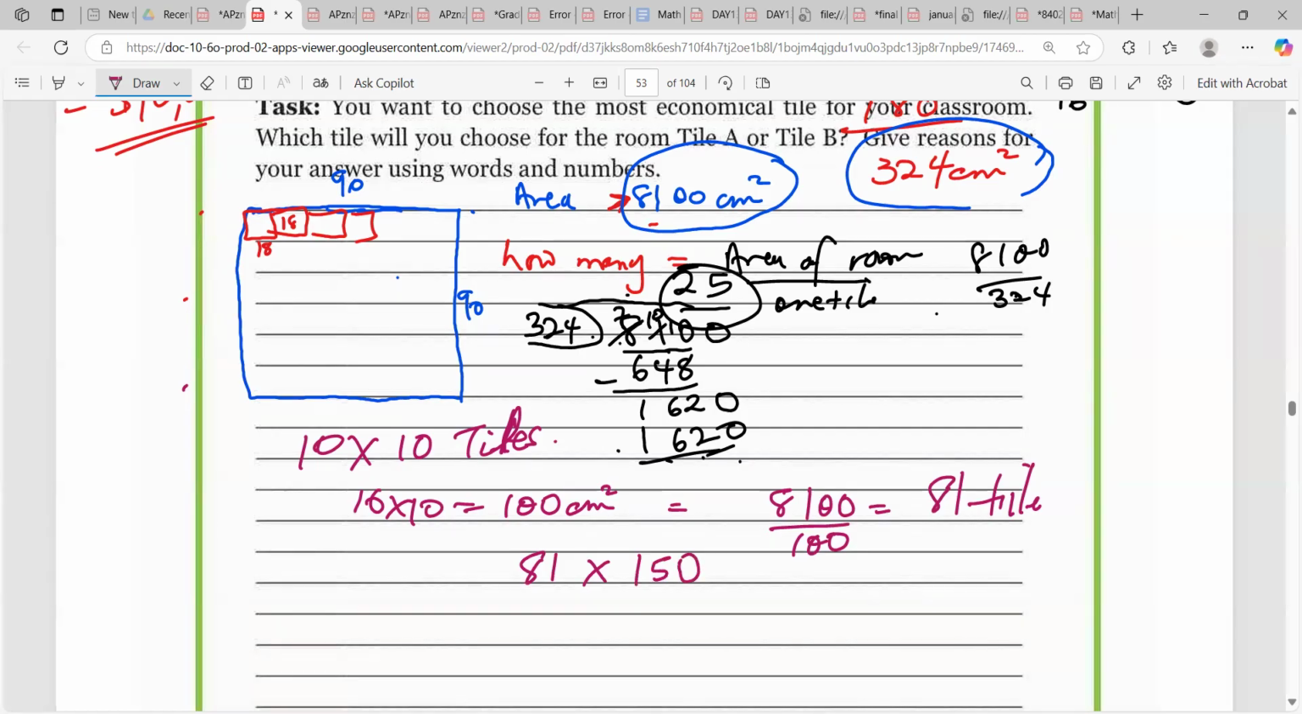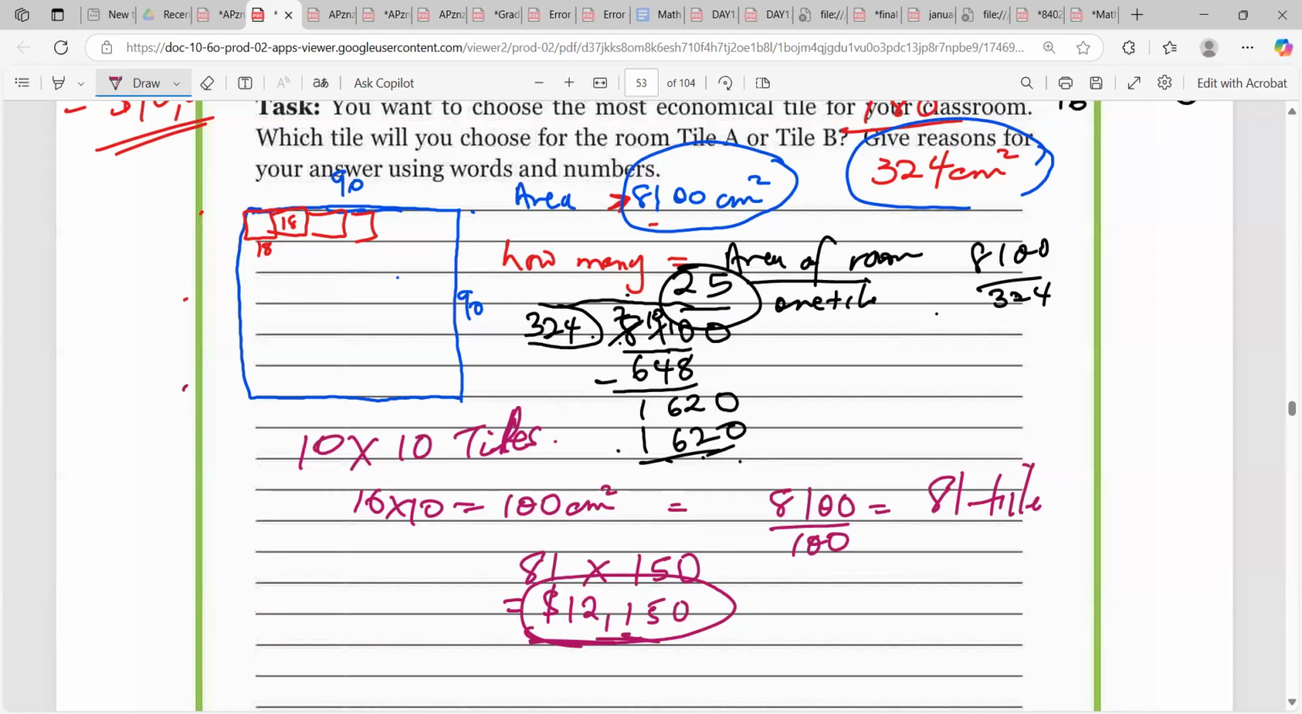And then that would be equal to $12,150. All right, very good. All right. So guys, which one of them is better? One we pay 12,000. We love money, don't we?